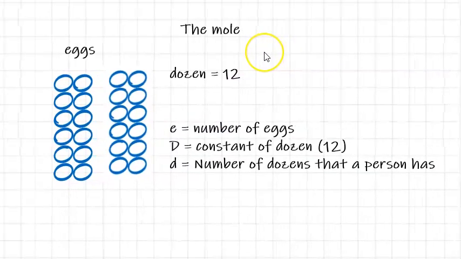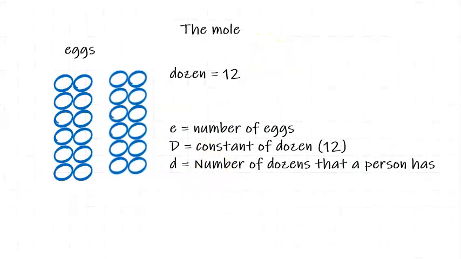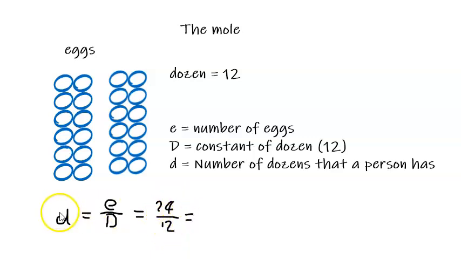So how can we use these variables to make a formula? We've said the number of dozen that a person has is equal to the number of eggs they have divided by the constant, which is a dozen, so divided by 12. In this case, the person has got 24 eggs, so we go 24 divided by 12, and that is how we've worked out that the lowercase d, the number of dozen that a person has, is 2 if they had 24 eggs.